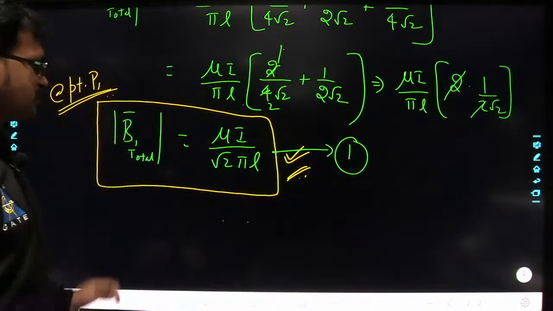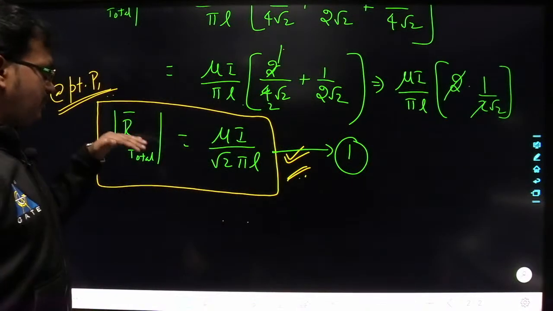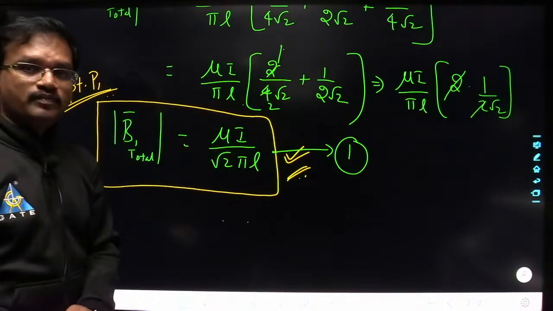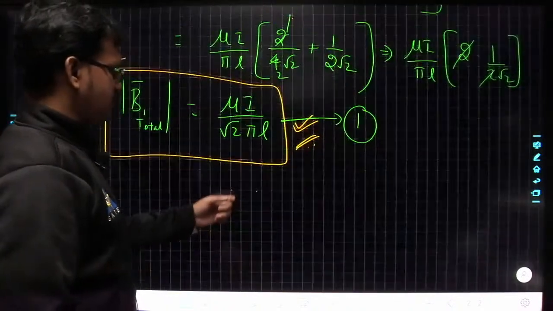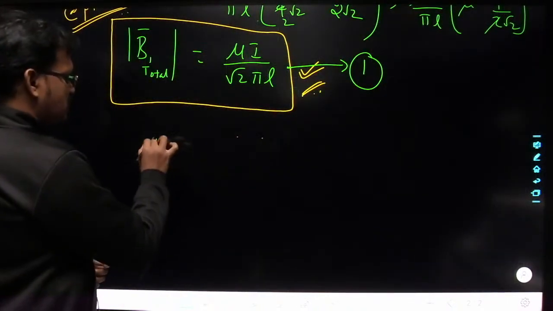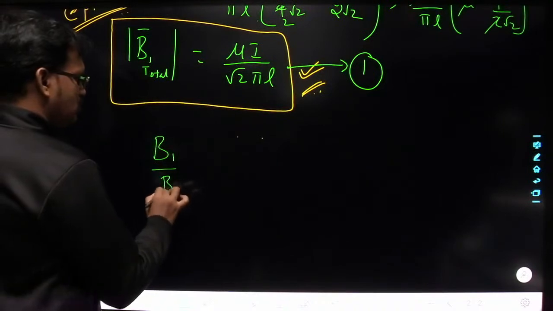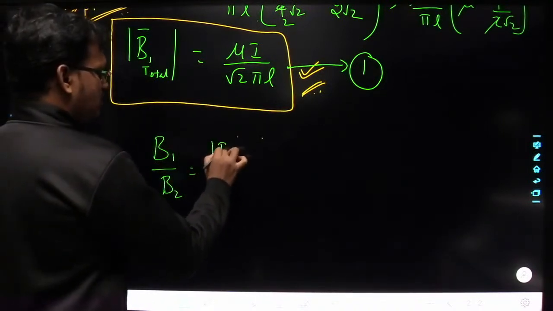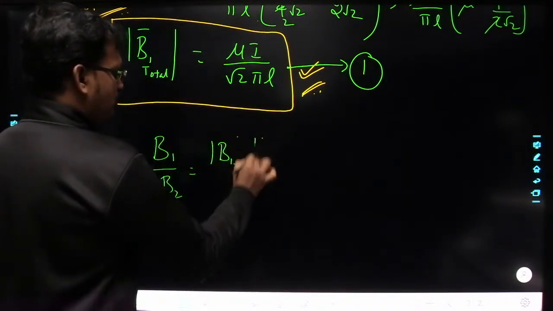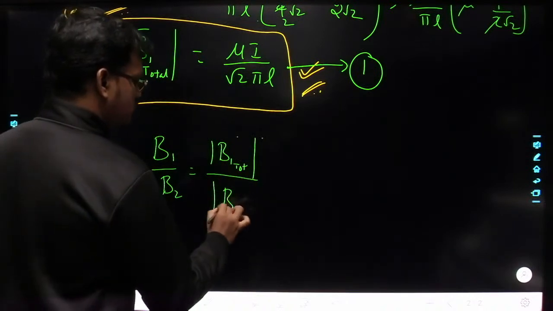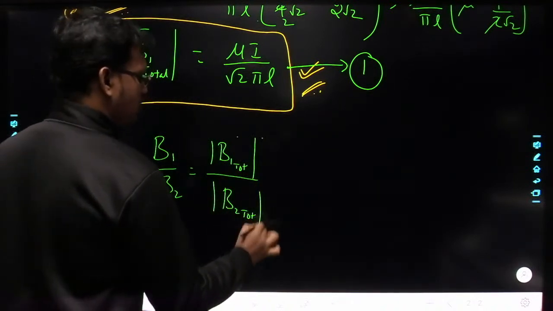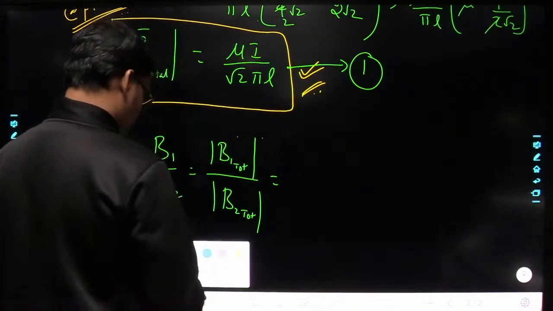So what are they asking here? They are asking for the ratio of B1 total to B2 total. So they are asking B1 by B2 here, that is B1 total by B2 total. So what are you going to get?